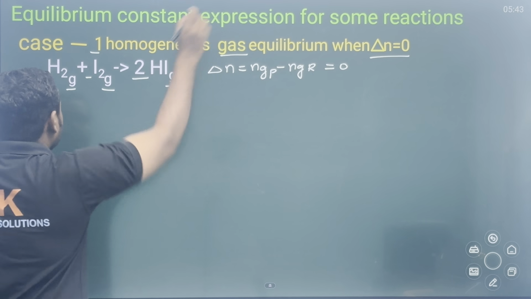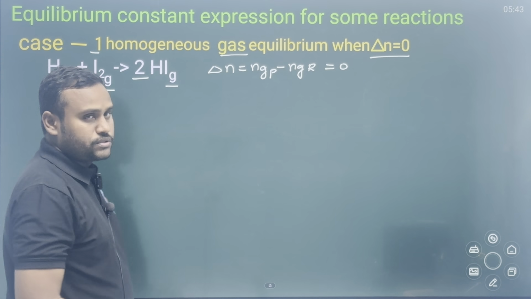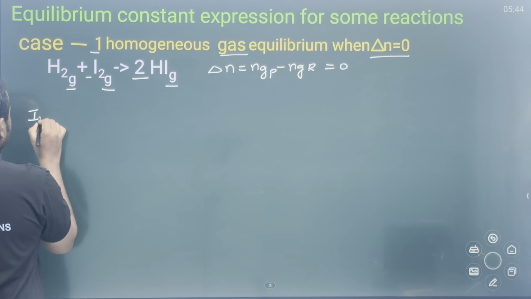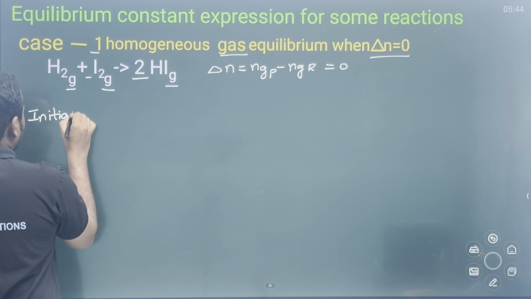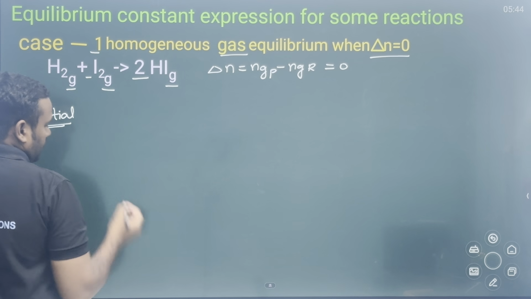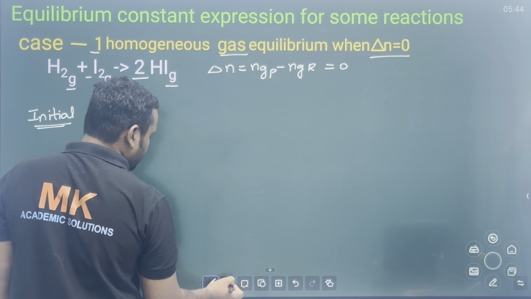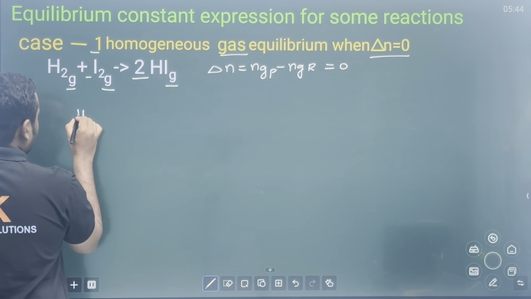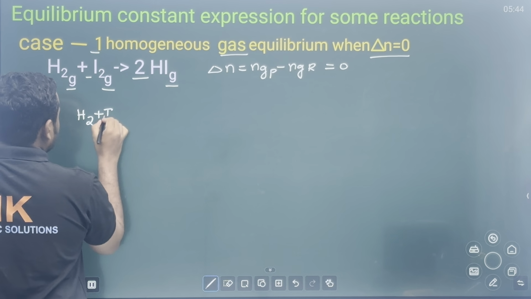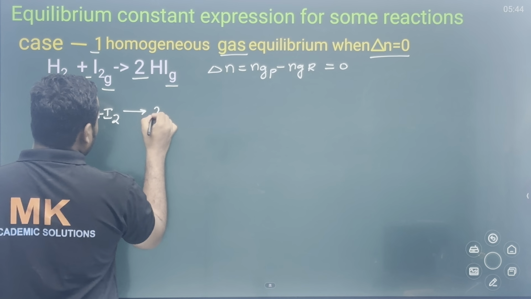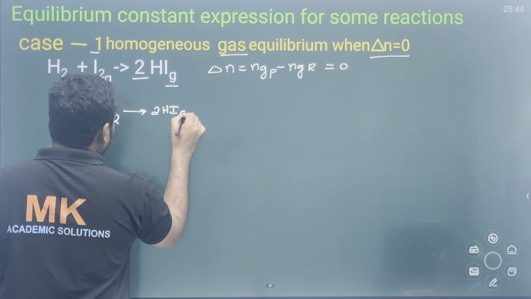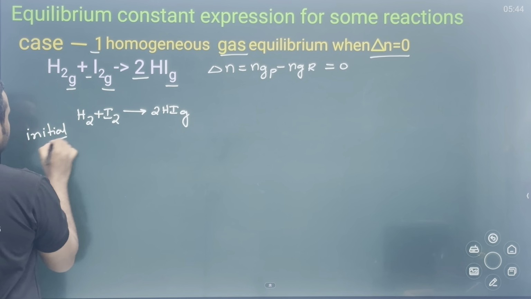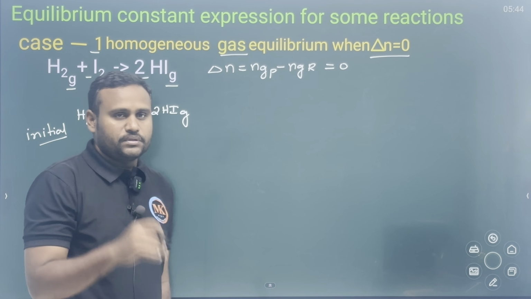The first one: H2 gas plus I2 gas gives rise to 2HI gas. Initial condition, we are going to take at initial. First let us rewrite the equation. H2 gas plus I2 gas gives rise to 2HI gas. Okay, so initial condition. At initial condition we are assuming we are going to start with the reactants only.